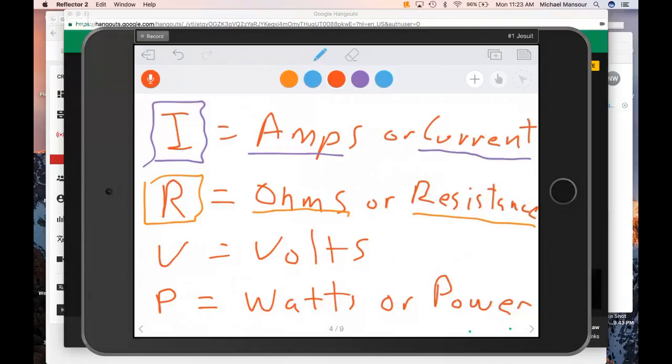Next, we have V. V is always volts and only volts. So whenever you see V, or whenever you see volts, you're going to use the value associated with that. Last week, we introduced P, and P stands for power or watts. So whenever you see watts listed, you'll fill that value in for P.